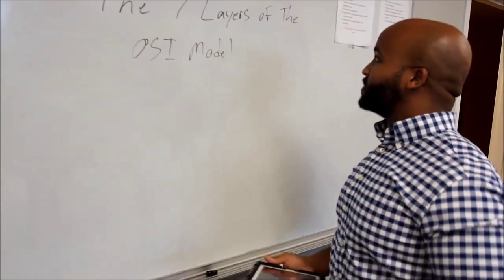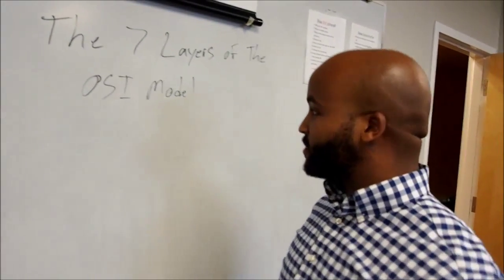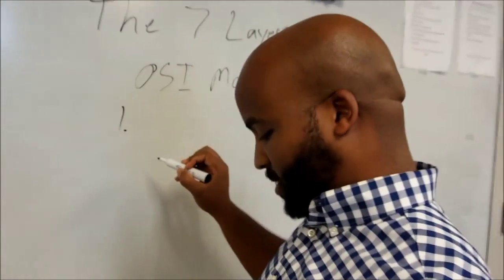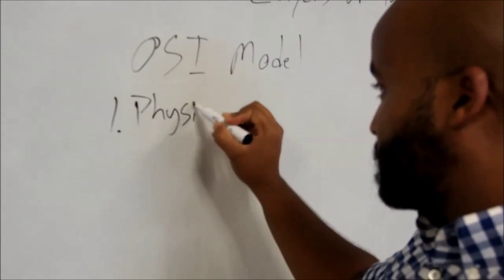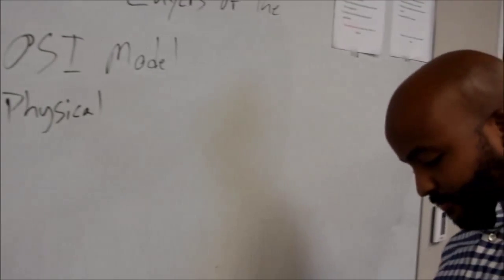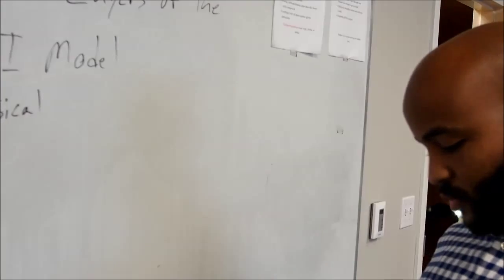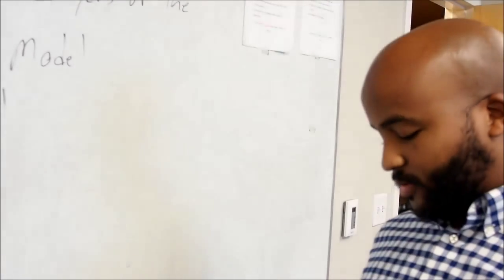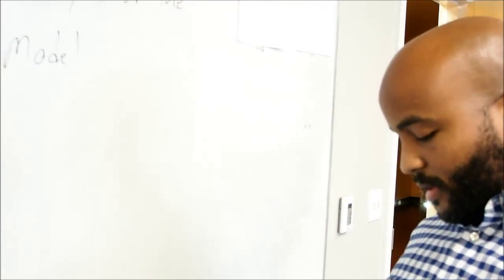Alright, today we're going to go over the 7 layers of the OSI model. First layer is the physical layer. This layer conveys the bit stream, electrical impulse, light or radio signal through the network at the electrical and the mechanical level.